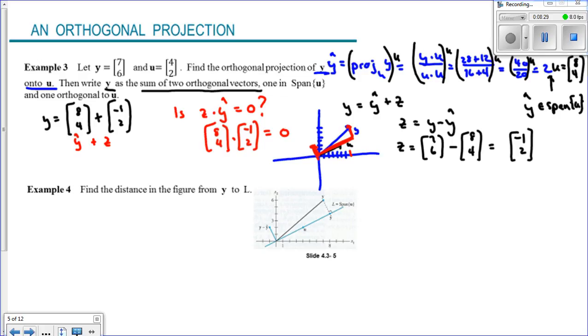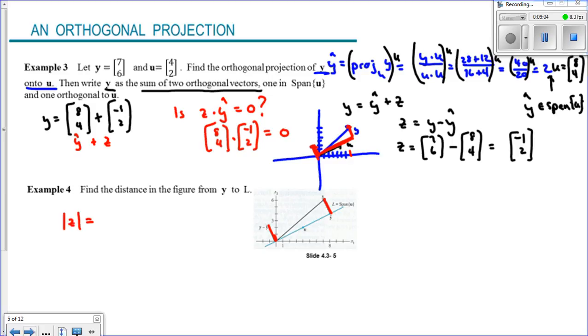Okay, now I want to find the distance in this figure. So this is just showing the picture that we just found. I want the distance from y to the line L. So L is just the line that's going through u. So it's the span of the vector u. I want the distance from y to the line, which would be this distance right here. Well, that distance is just the length of that vector, which is the vector z. So that distance is just going to be the magnitude of z.